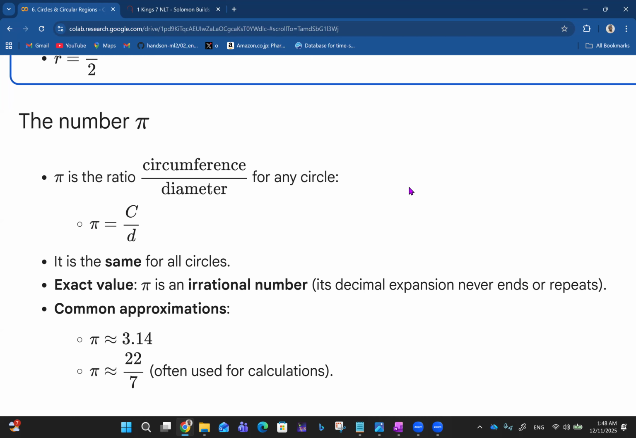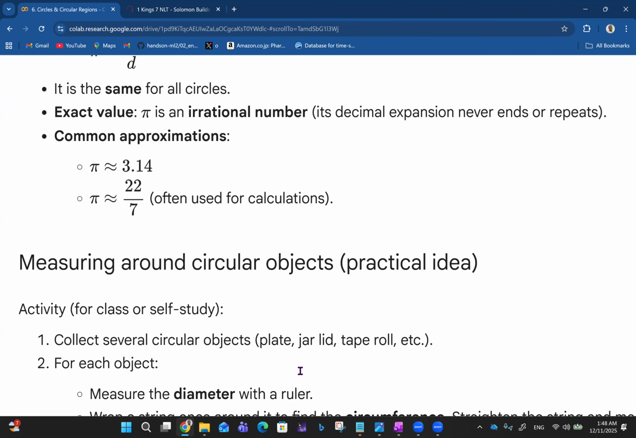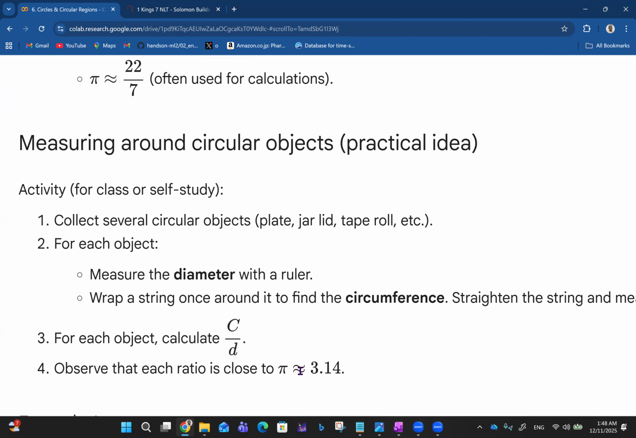just like that thing: 45 feet over 15 feet is roughly 3. And another way we look at this, we say it's 22 over 7, which is often used for calculations. Okay, so measuring around circular objects.